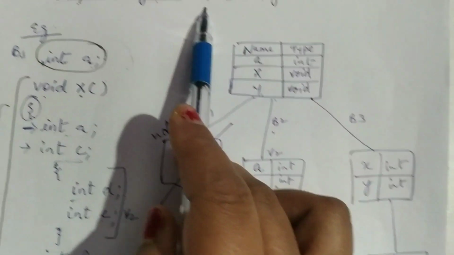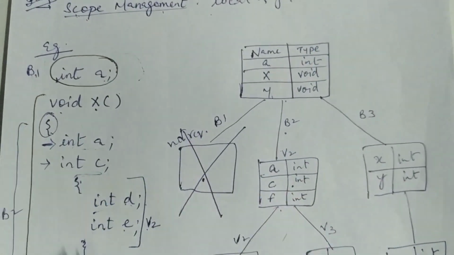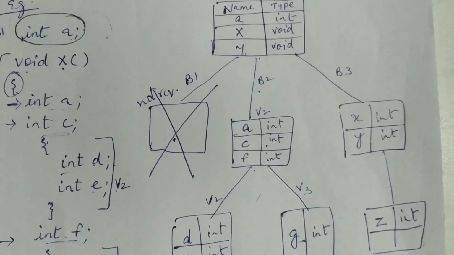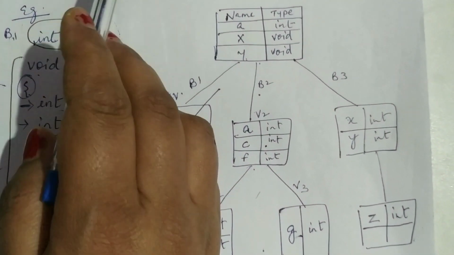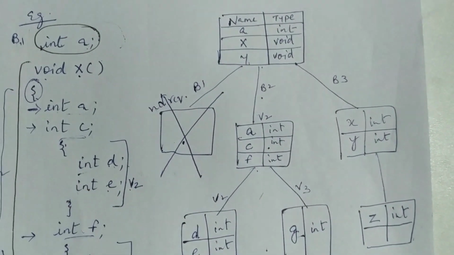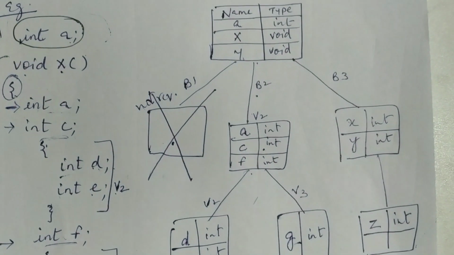The scope management of local and global variables can be understood by this symbol table. I hope you got the point of the symbol table, how operations are stored and used.